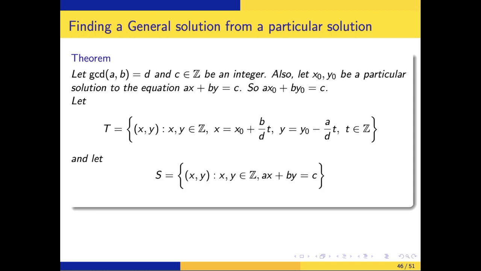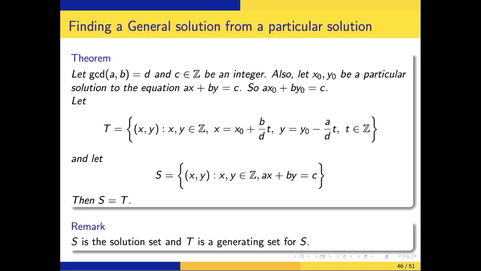And the second set that we define, capital S, is the set of ordered pairs x and y, where x and y are integers, and ax plus by equals c. So in other words, S is the set of solutions to the equation ax plus by equals c, and those solutions are of the form x, y. Then the theorem that enables us to find a general solution from a particular solution states that S, the set of solutions, is equal to T, and this is always true.